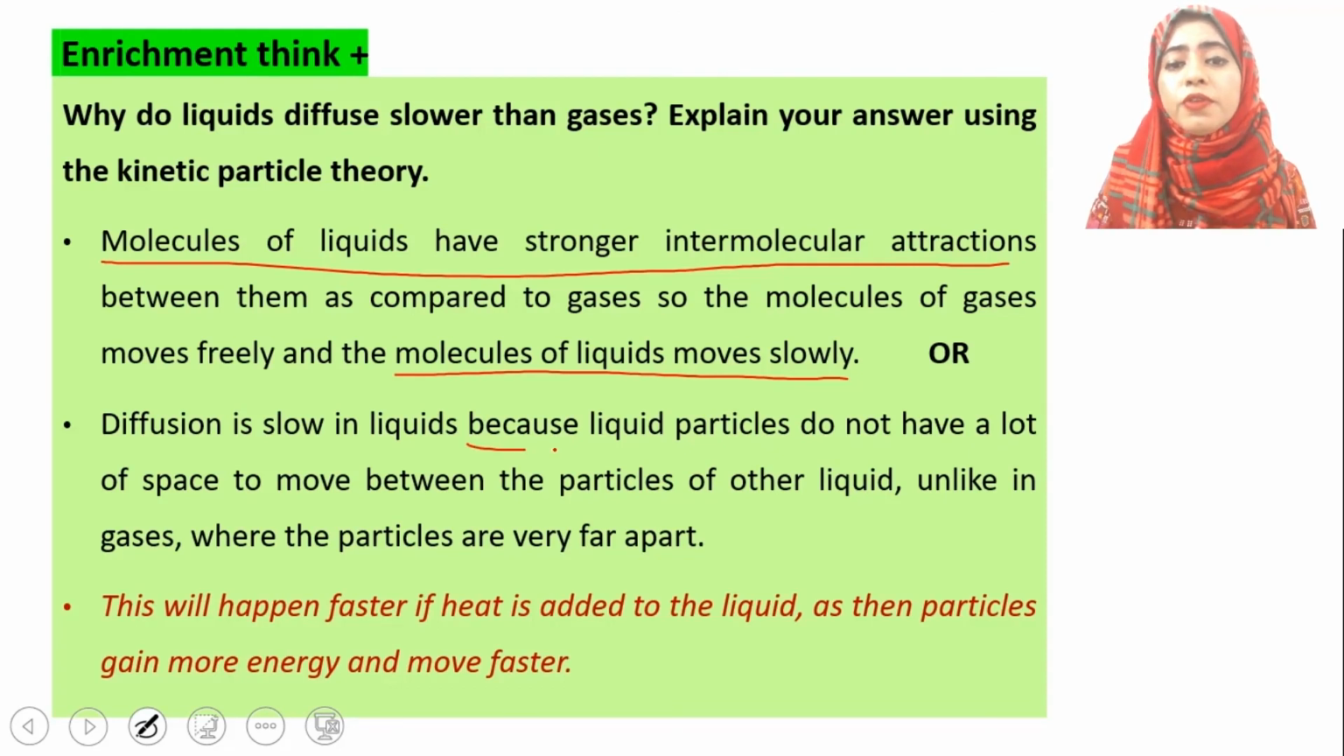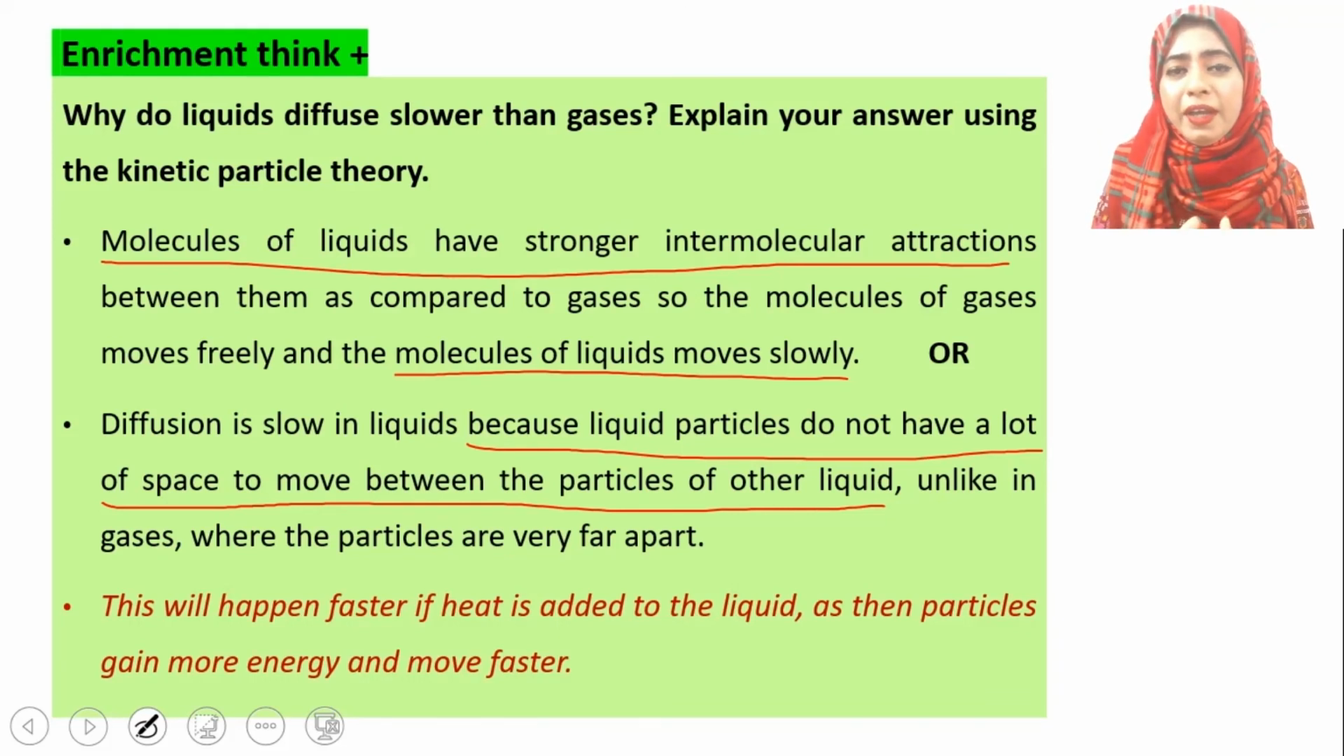Diffusion in a liquid is also slow because the liquid particles do not have enough spaces available between them for the other liquid to come and move between them. Whereas in gases, the free available spaces are more as compared to liquids. So that is the reason diffusion in liquids will be slow. We can make the diffusion of a liquid even faster with the help of temperature. If we increase the temperature of the liquid, the particles will gain more energy, and this kinetic energy will increase the speed of the particles and also the diffusion.